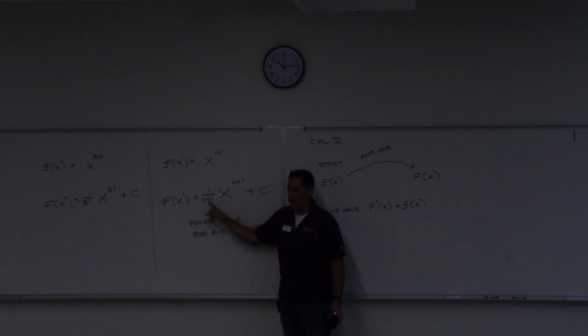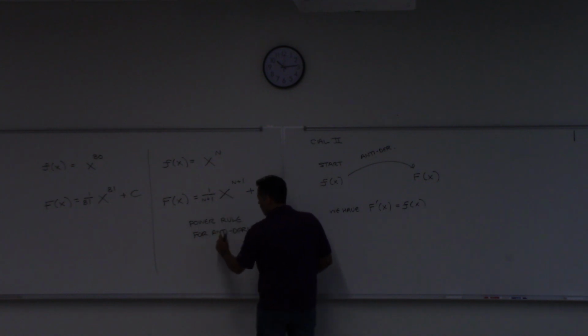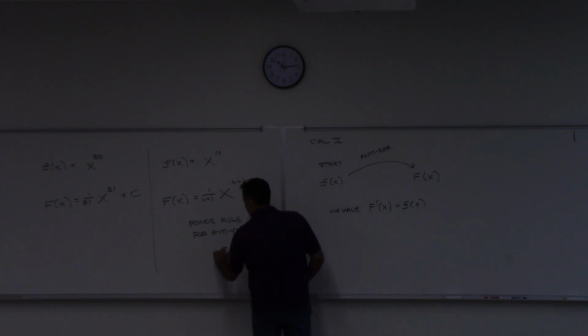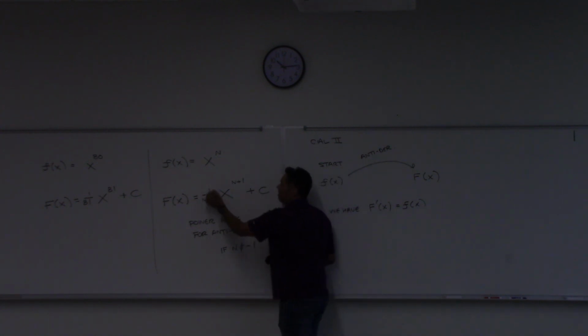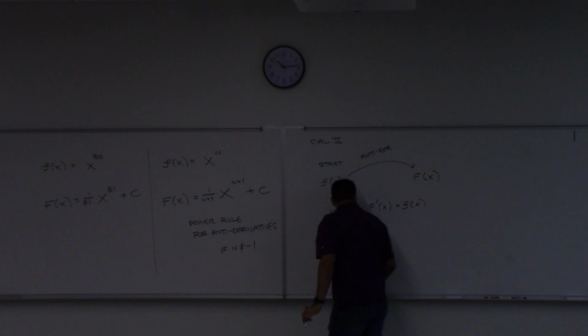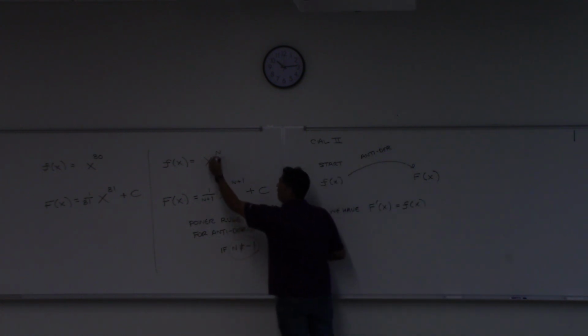Do y'all see that? So I'm going to just say here, down at the bottom, this is the power rule. This works if n is not equal to negative 1. So as long as that n right here is not negative 1, this formula will work. Right? That n right there.